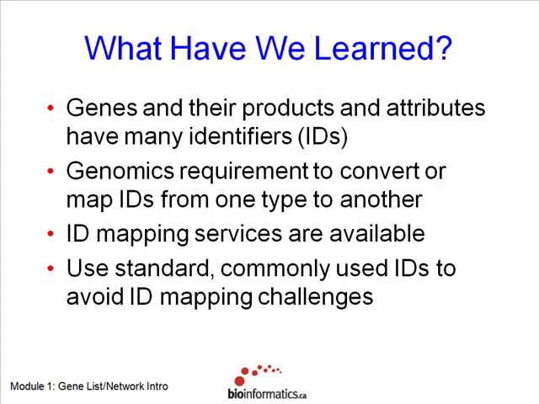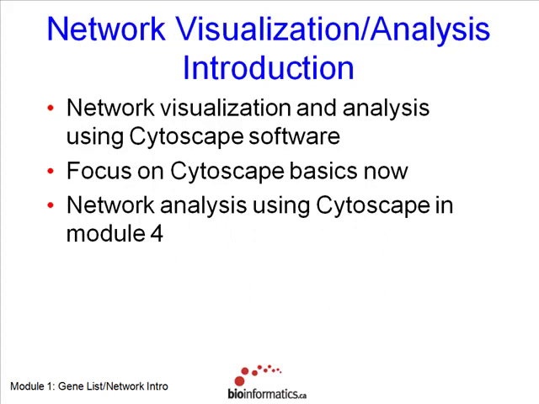So this is a summary of the main things that we discussed. There's lots of identifiers for genes and their products. When we're working with large gene lists, you have to understand how to convert these using available ID mapping services, and try to use standard, commonly used identifiers when possible to avoid some of these challenges that exist. Okay, any other questions?